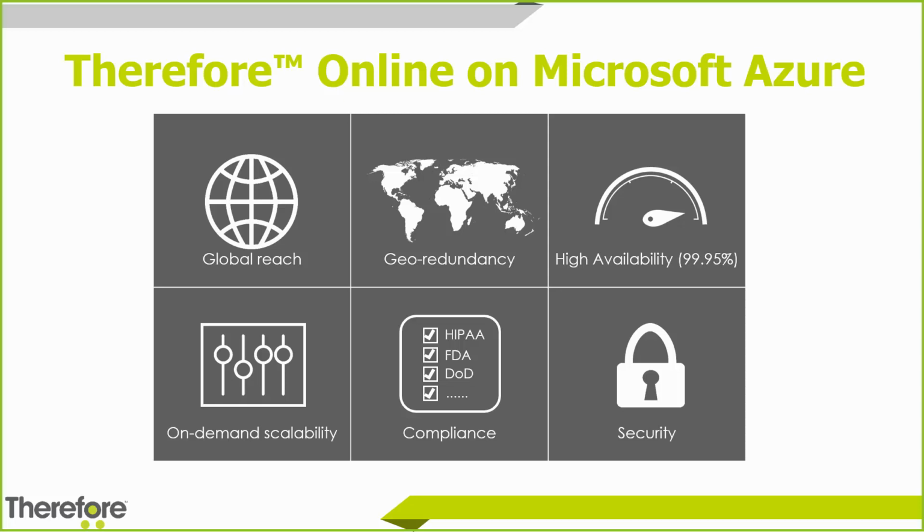The geo redundancy, as I mentioned, is another huge benefit. You have that backup data center. So Sydney, Melbourne, quite a ways apart. If there's some kind of flood or some sort of natural disaster that destroys one of the data centers, there's less risk that it's going to happen to the other one as well. High availability: Therefore Online does have an SLA of 99.95%.